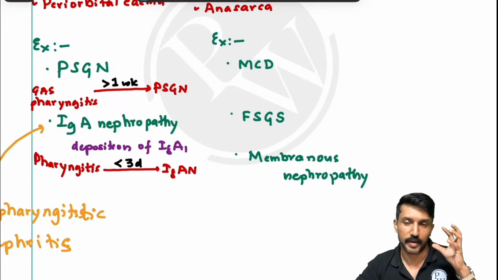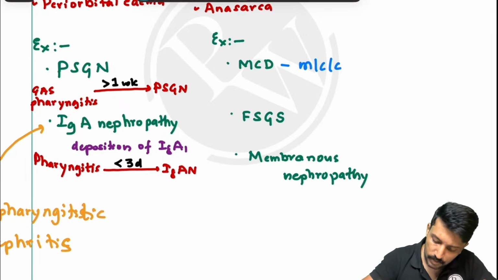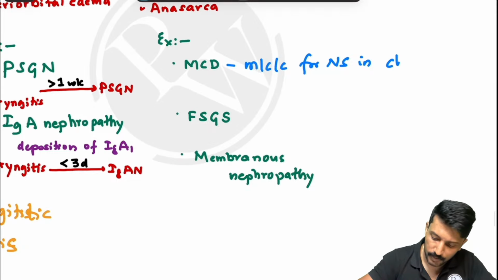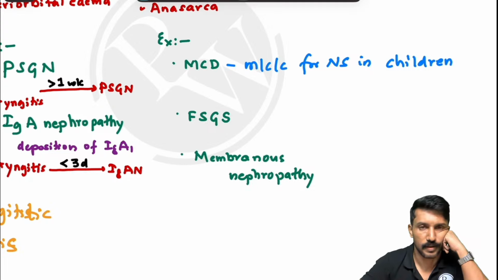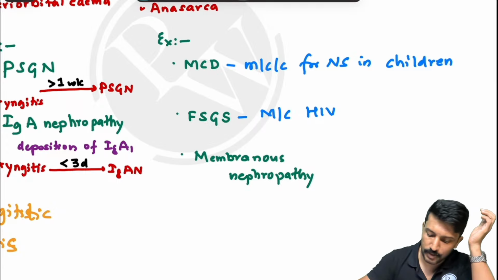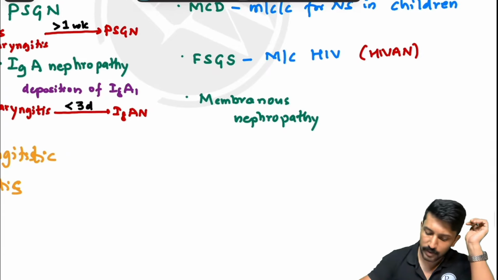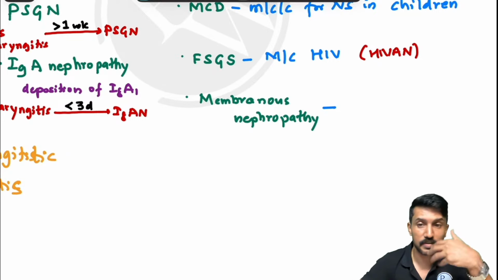You know that you will be encountering it in pediatrics. This is the most common cause of nephrotic syndrome in children. FSGS is typically more common in HIV patients. That is why it is also called HIV-associated nephropathy or HIVAN. Now membranous nephropathy presents with nephrotic syndrome.